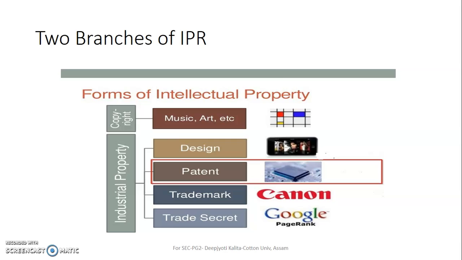And these four prime categories of IPR are actually divided into two basic branches. The first one is industrial property rights, under which design, patent, trademark, trade secret, etc. come. And the other branch is copyright, under which music, arts and literary works come. So industrial property basically relates to industrial creations, and copyright relates to creative features, like a cinema, a novel, etc.